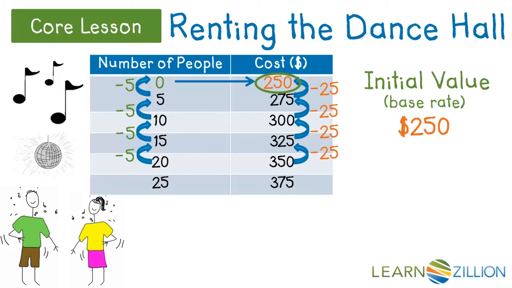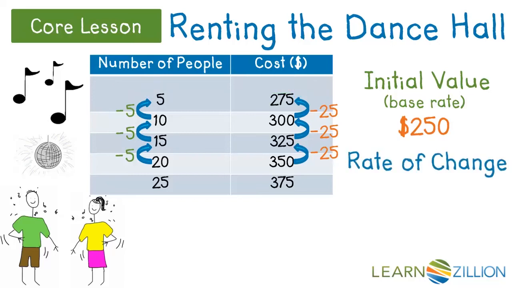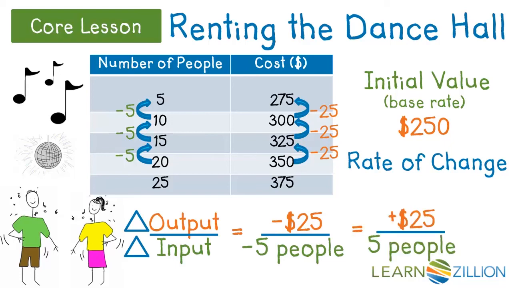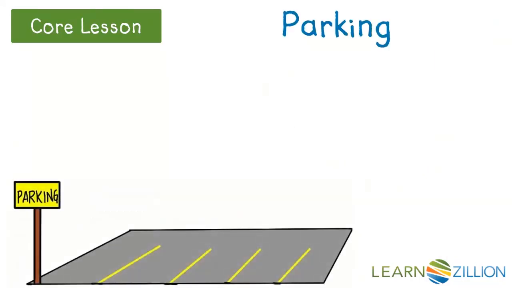How much do they charge per person? Well, that is the rate of change. Whether we count up or down, since the input and output are both positive or both negative, our rate of change is going to end up positive. Remember, change in output divided by the change in input. So negative 25 over negative 5 people is $25 for 5 people, or say our rate of change is $5 per person. Remember, we need places for everybody to park for this party.